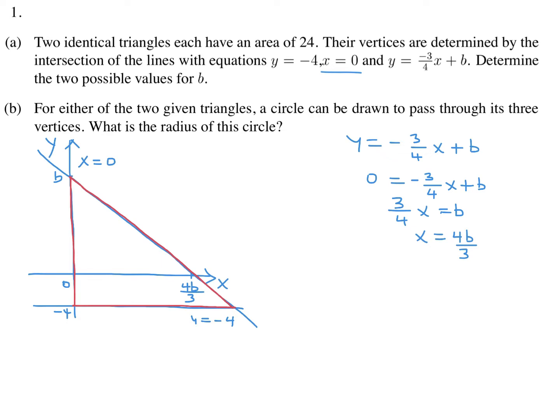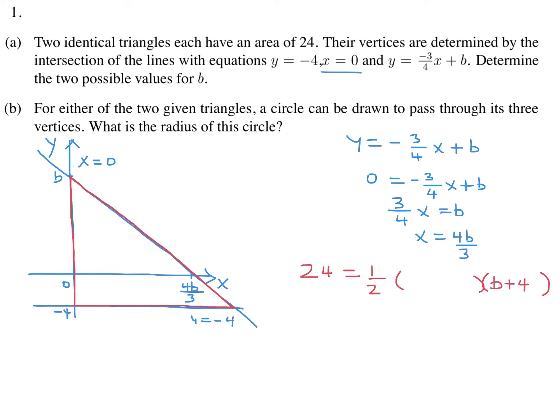Now, they're saying that this triangle has an area of 24. So 24 is equal to 1/2 base times height. That's the area formula for a triangle. This is the base, and this is the height. The height is probably the easier one. From here to here is b, from here to here is 4 in terms of a positive distance. So the height is b plus 4.